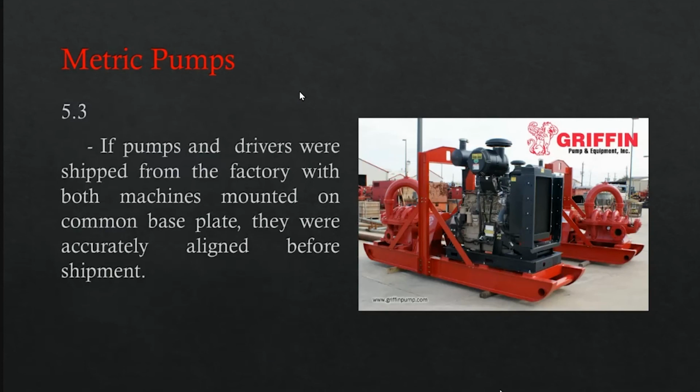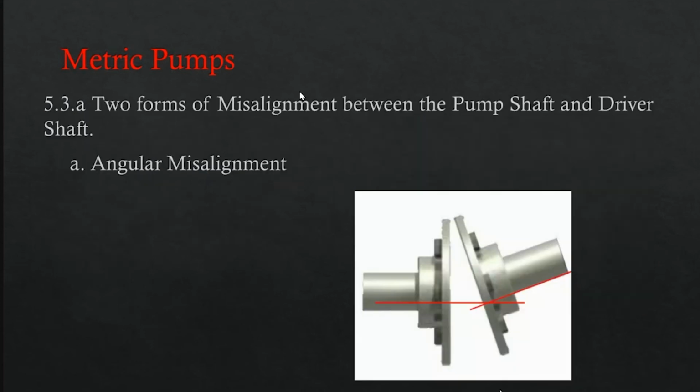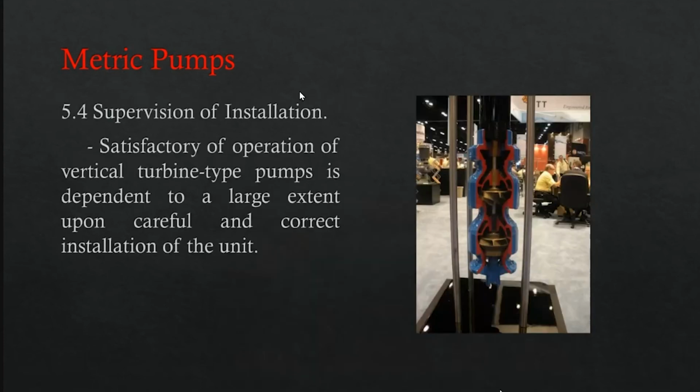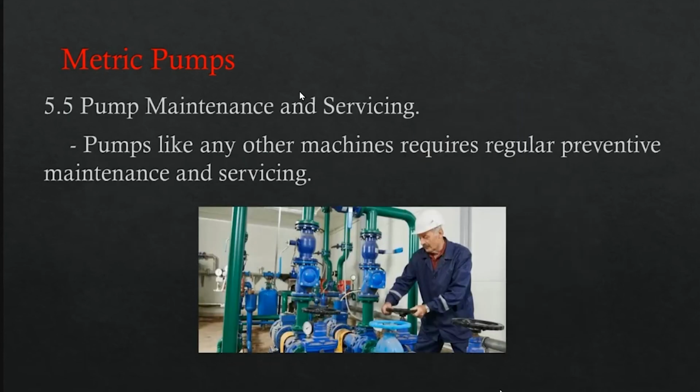If pumps and drivers were shipped from the factory with both machines mounted on a common base plate, they were accurately aligned before shipment. Two forms of misalignment between the pump shaft and driver shaft. First is the angular misalignment. Next is the parallel misalignment. Supervision of installation: satisfactory operation of vertical turbine type pumps is dependent to a large extent upon careful and correct installation of the unit. Pump maintenance and servicing. Pumps, like any other machines, require regular preventive maintenance and servicing.